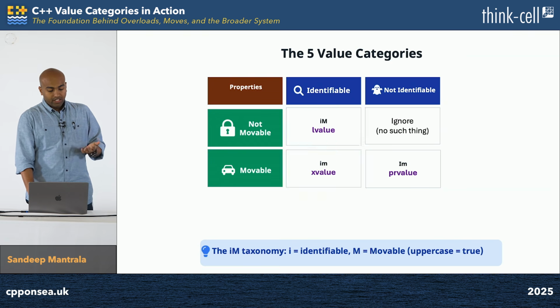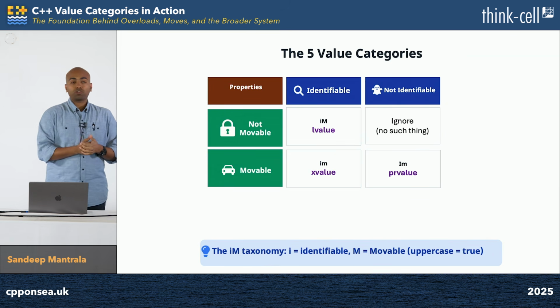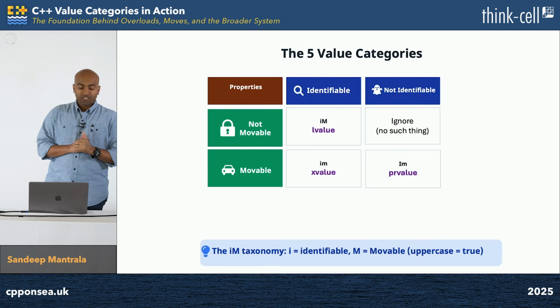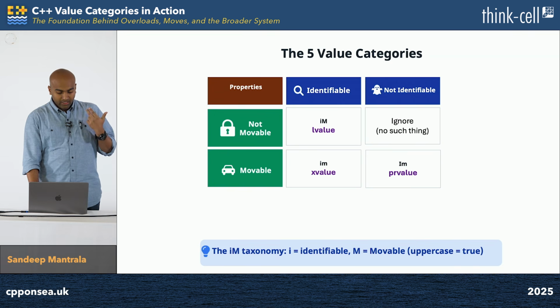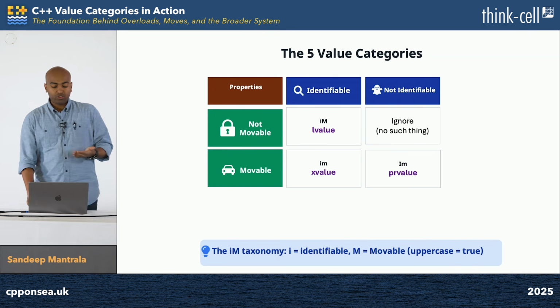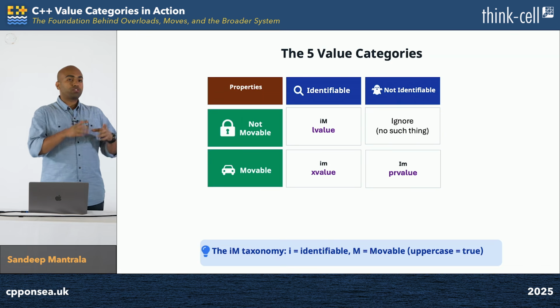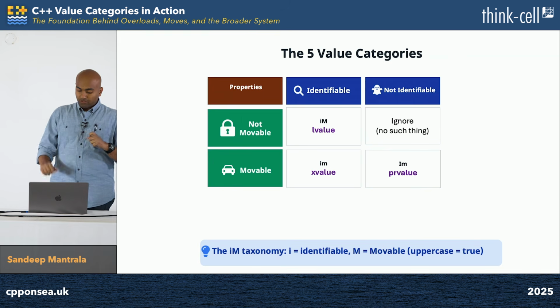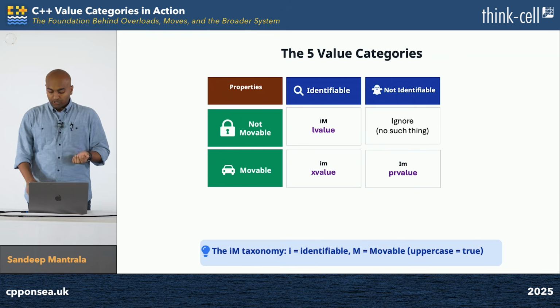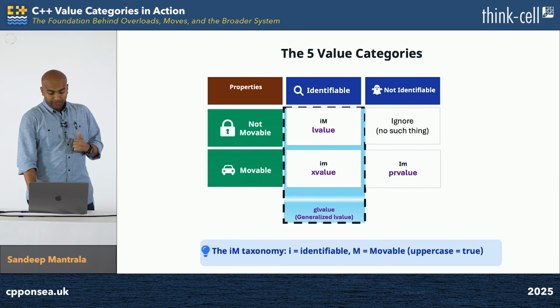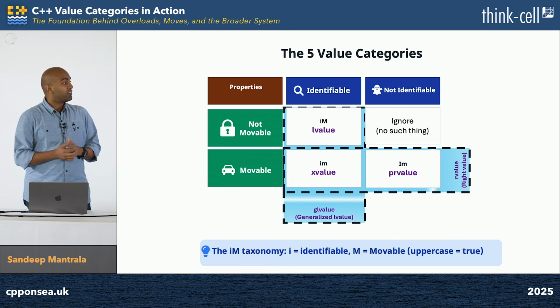So we discussed three value categories: L values, X values and PR values. I hope these three value categories are a bit clearer than they were before. But a generalization was also required, because whenever we wanted to talk in the standard about the properties of identifiable expressions, we didn't want to always specify L value and X value. So we came up with a generalization stating that these are called GL values. And X values and PR values together, we're calling them R values.